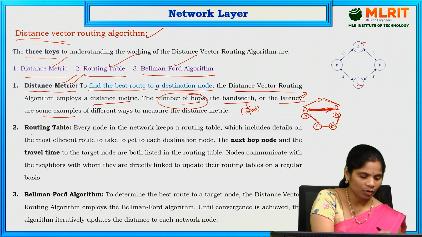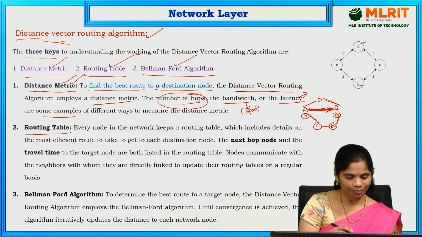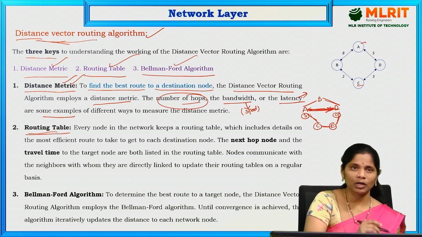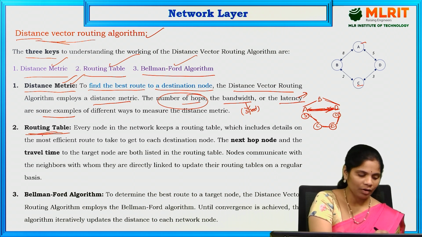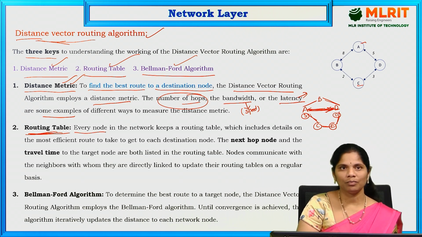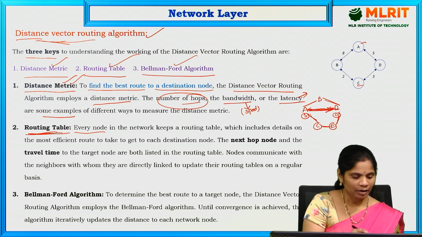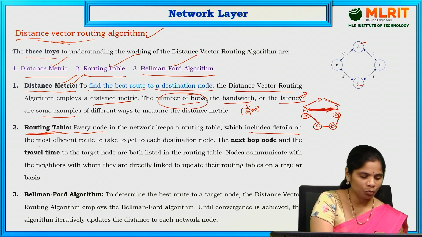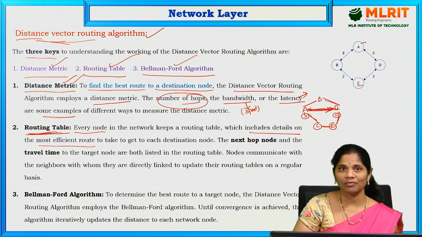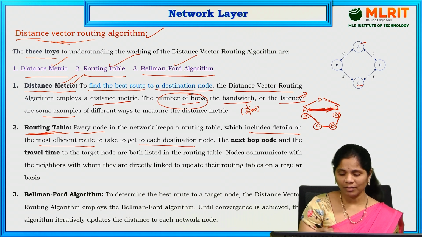The next one is the routing table. If you want to go through the distance vector routing algorithm, we have to know about the routing table. Exactly what will it tell? Every node maintains a routing table, which includes details on the most efficient route: from source to destination, which is the best route, which path to take to reach the destination. That is mainly what the routing table holds.